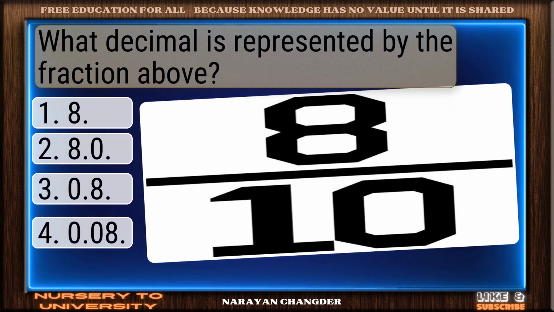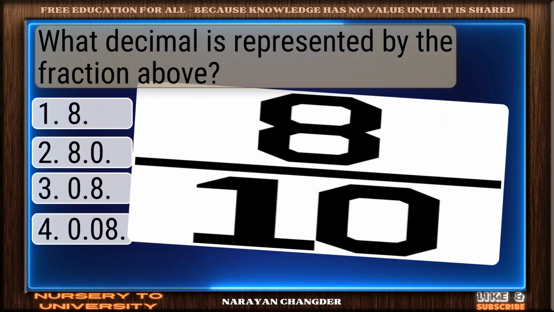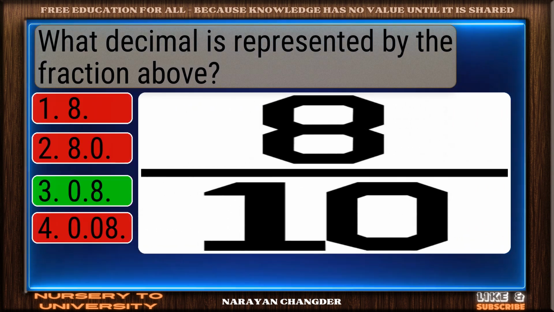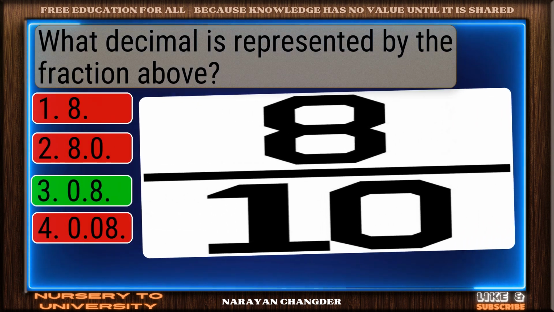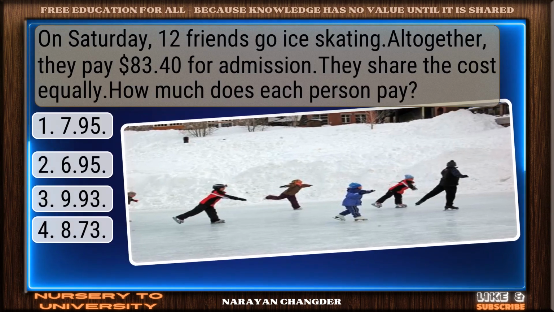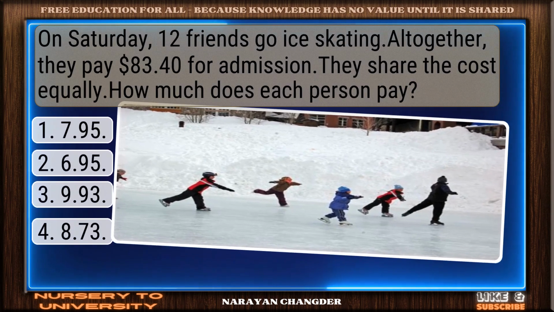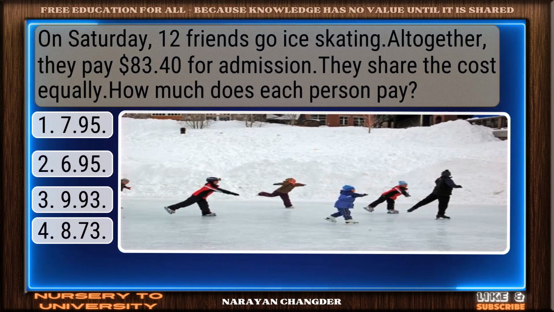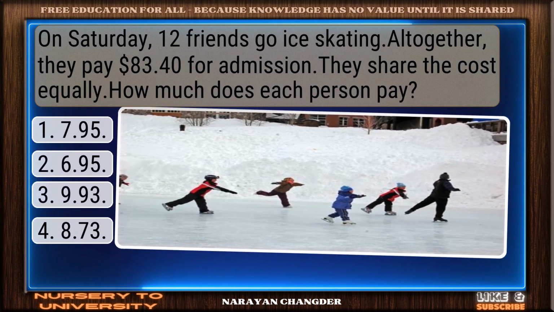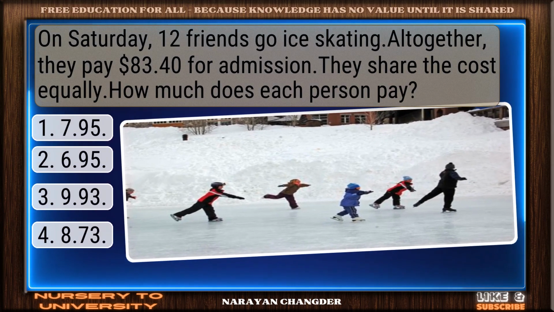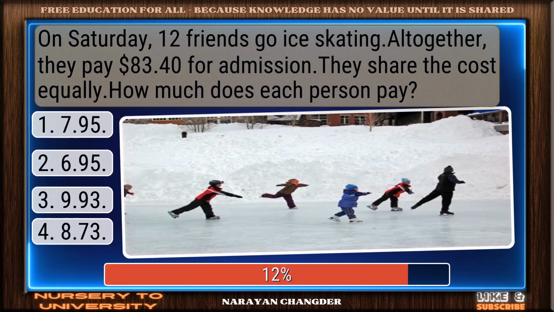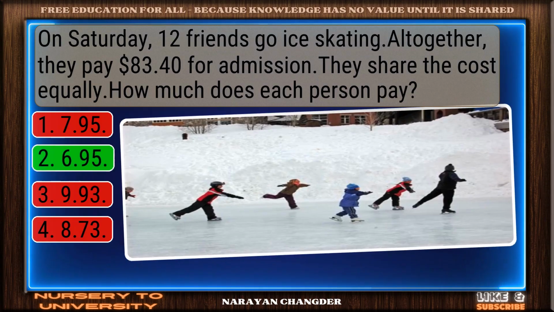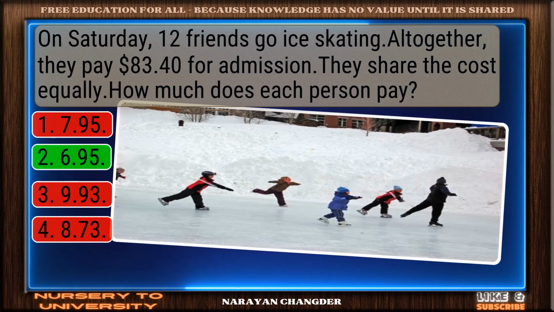Question number 12. What decimal is represented by the fraction above? Sharp thinking. 0.8 is the right choice. Question number 13. On Saturday, 12 friends go ice skating. Altogether, they pay $83.40 for admission. They share the cost equally. How much does each person pay? Smart pick. 6.95 is the correct choice.